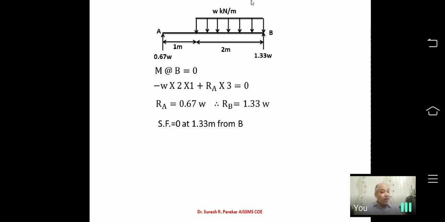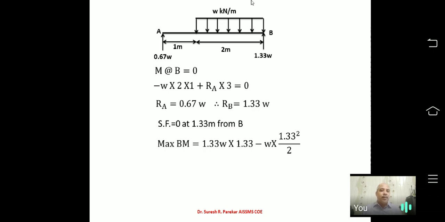So if possible, we can find values directly. If not, then I have to go for shear force and bending moment. Once I know the position where my shear force is 0, I have maximum bending moment over there. Then I will calculate bending moment over there.